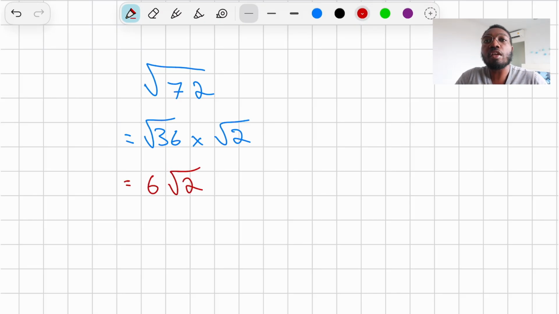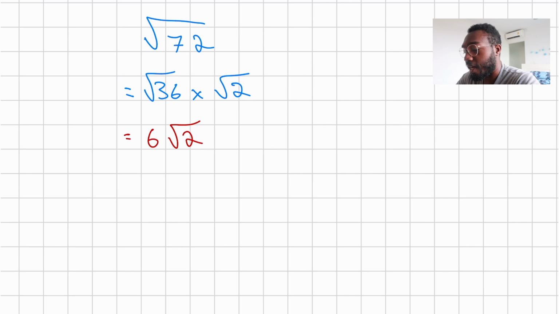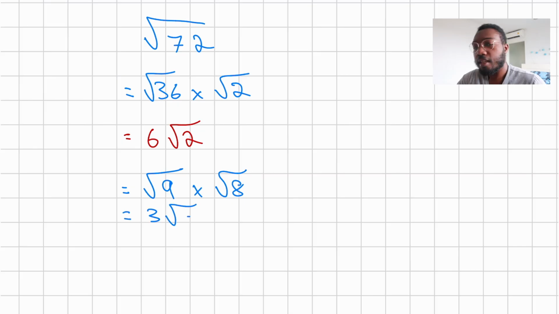But let's say you didn't know that. Let's say you didn't think of 36 as a factor. Maybe you thought of another factor, because this one has another square number factor, and that is 9 and 8, because 9 is also a square number. So let's say you do this question and you have 9 instead, okay? Well, now we get the square root of 9 times the square root of 8, and if you simplify it down, you get 3 root 8.